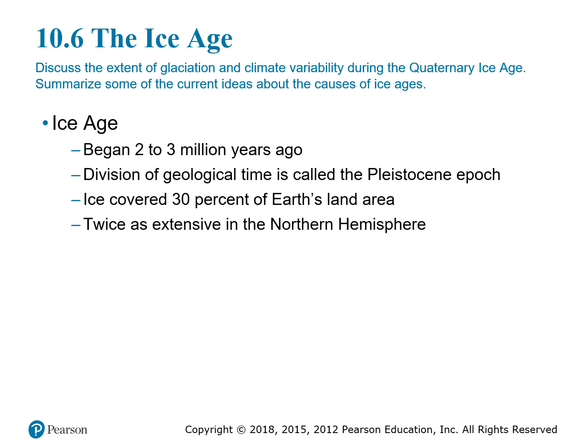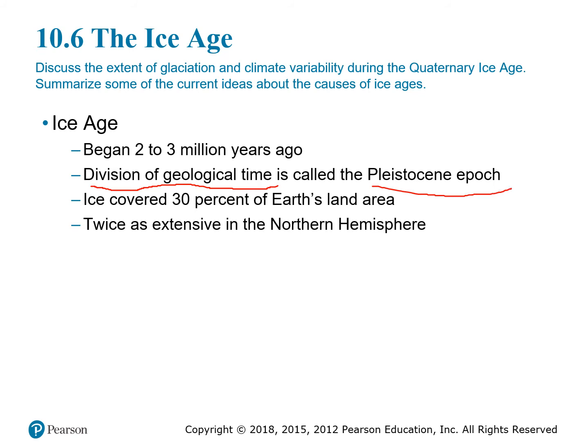Okay, so let's talk about ice ages. Ice ages began about 2 to 3 million years ago. There were ice ages before that. We have geologic evidence for that. But our current interglacial glacial cycles have been repeating themselves over the past 2 to 3 million years. Geologists specifically gave this division of time its own name. It's called the Pleistocene epoch.